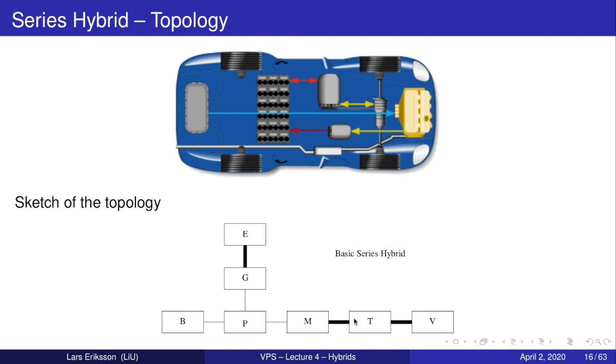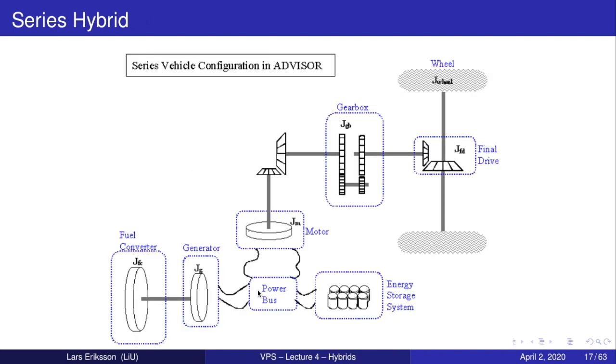And we can also do regenerative braking, so we can take energy here and send it to the battery. Another view of the same series hybrid, but with more mechanistic illustrations of the components. So we have the gear part here, we have the gearbox, and then we have the final drive. And we have the energy storage, power bus, and you see the mechanical couplings and the electrical couplings separate here. This image is taken from the ADVISOR documentation.